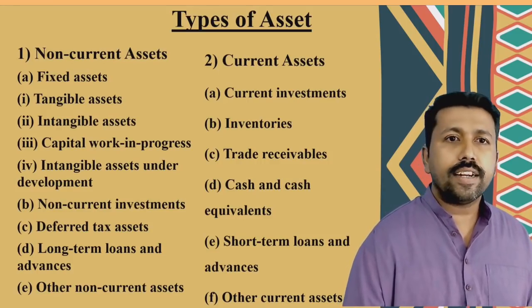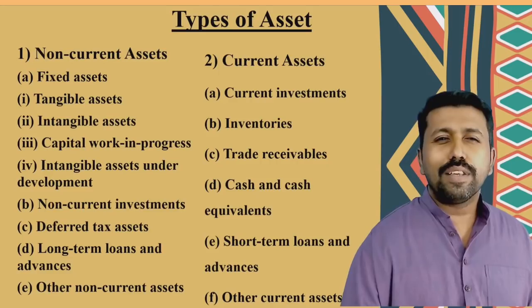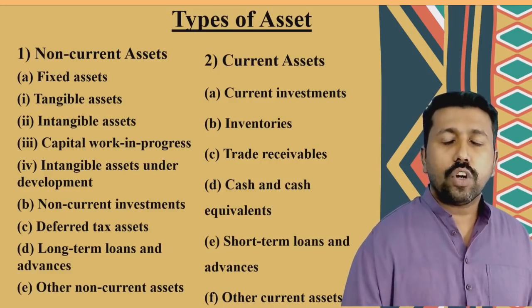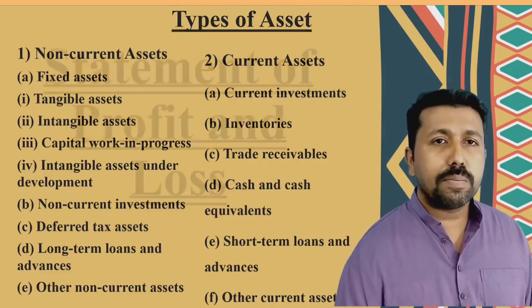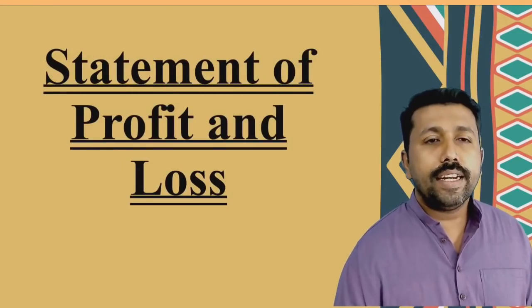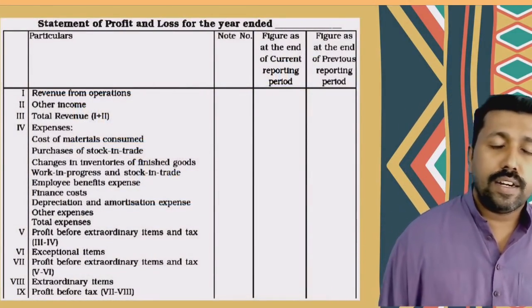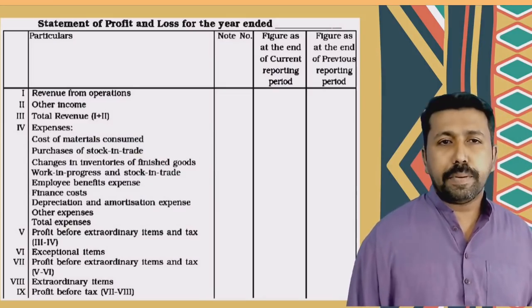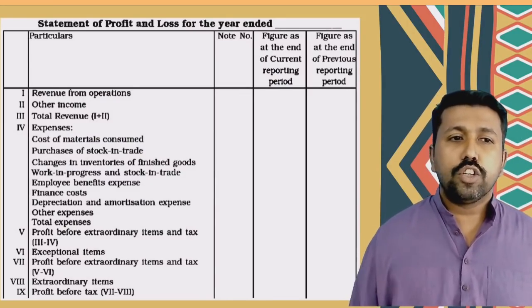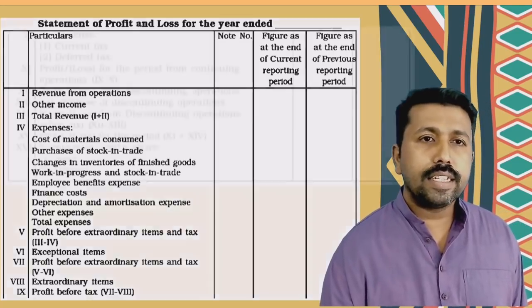And in current assets, current investment is there, inventory is there, trade receivable is there, cash and cash equivalents, short-term loans and advances, other current assets are coming. So my dear students, please remember all these items. And in the statement of profit and loss, in simple words, we can say the first part is related to revenue, and the other aspect is expenses. When the difference comes, it will be either profit or loss before tax. So that's all regarding the financial statement.